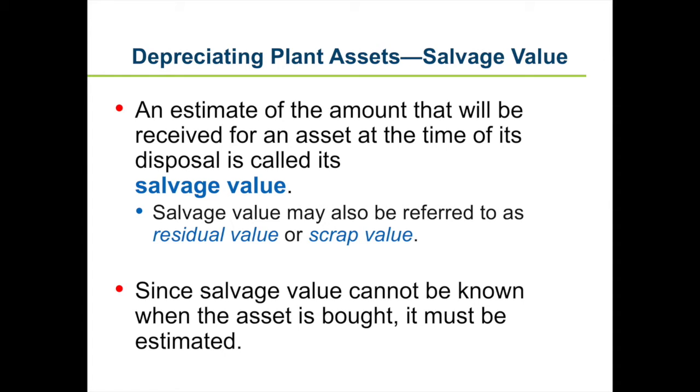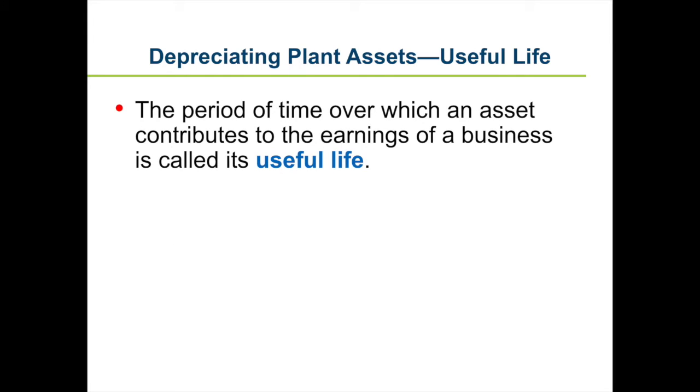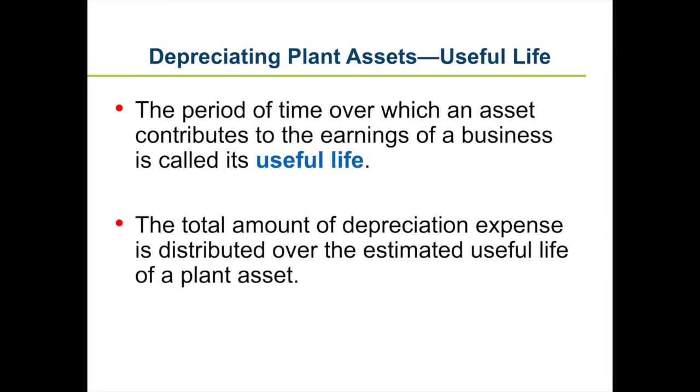The period of time over which an asset contributes to the earning of a business is called its useful life. When a plant asset is bought, the exact length of useful life cannot be known. Therefore, the number of years of useful life must also be an estimate. The total amount of depreciation expense is distributed over the estimated useful life of the plant asset. So if you buy a product, maybe a computer, and figure you're going to have it for 5 years, that would be its useful life, and it's going to become worth less over the course of those 5 years.